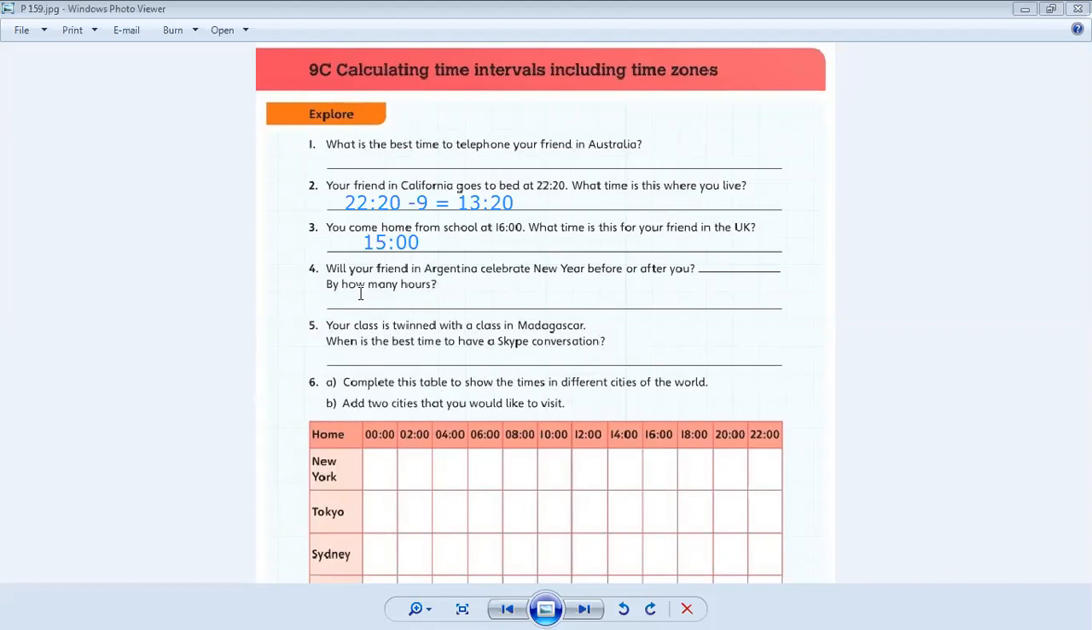If they are in the west, minus time zone, and they are later than us, this means minus. It's minus. Before or after us? Are you sure? The east time is before and the west time is later. That's why they are celebrating New Year after us. We have to write here after. And how many hours?